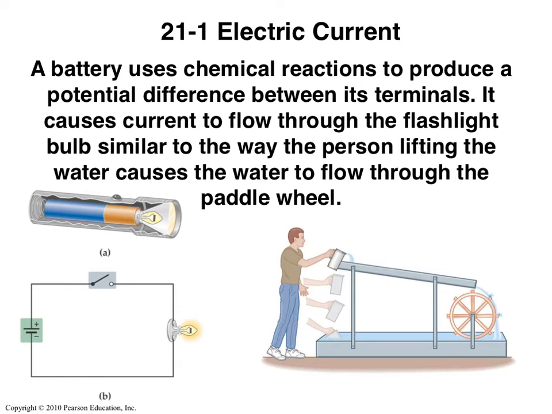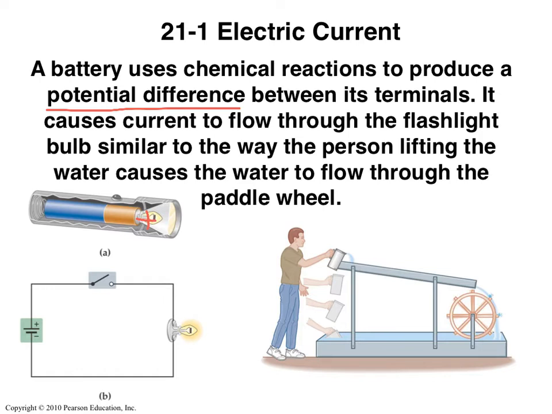So how are we going to actually get our electrons moving? Well, we need a battery. So the battery is going to create a potential difference between both of their terminals. So when we talk about terminals, we're talking about the positive and negative side.